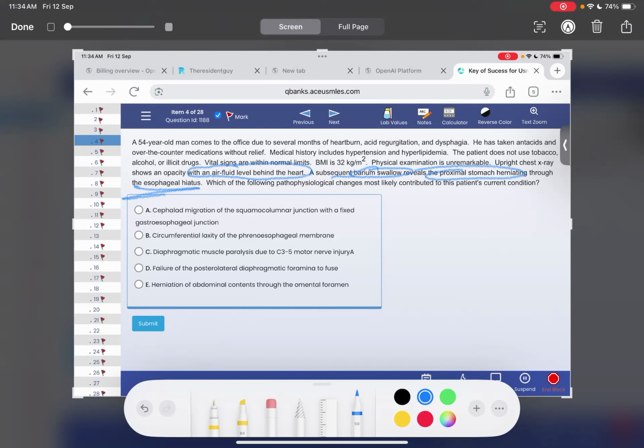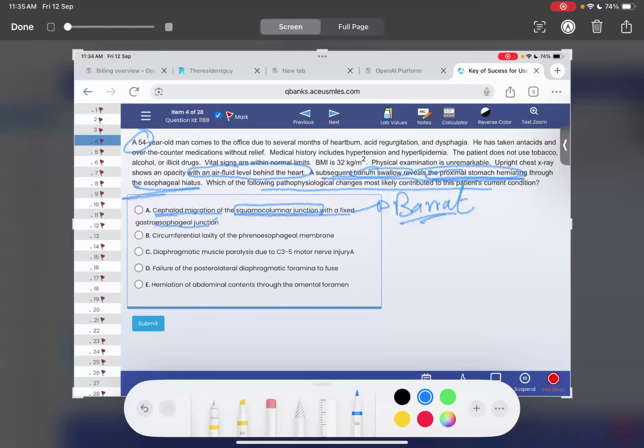So which of the following pathophysiological changes is more likely to contribute to the current condition? Cephalad migration of the squamocolumnar junction with a fixed gastroesophageal junction. This is what we think is going on. I think there is metaplasia going on. Is it Barrett's esophagus? But there is no history of Barrett's esophagus here. So basically, the question is asking about this proximal stomach herniating. So what is the cause?